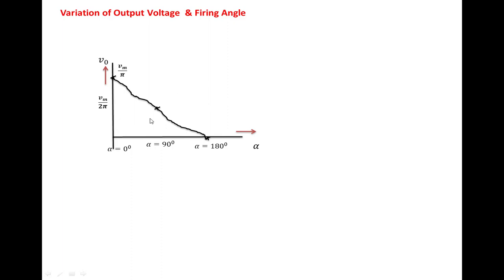So from this graph we can say very easily that over the range of firing angle, we get only a positive average output voltage. We don't get any negative value. So it gives only first quadrant operation.